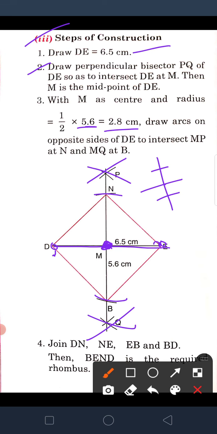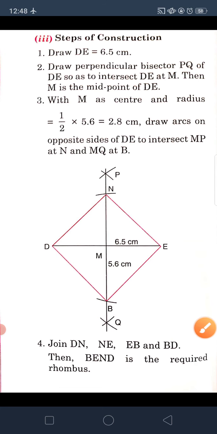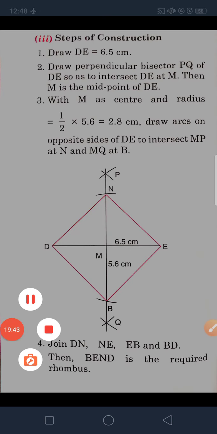of the given side. So here we take the intersecting points as B and N, and then we join all the sides, all the vertices, and we get our rhombus. So this way we construct it. Now I will explain it practically.